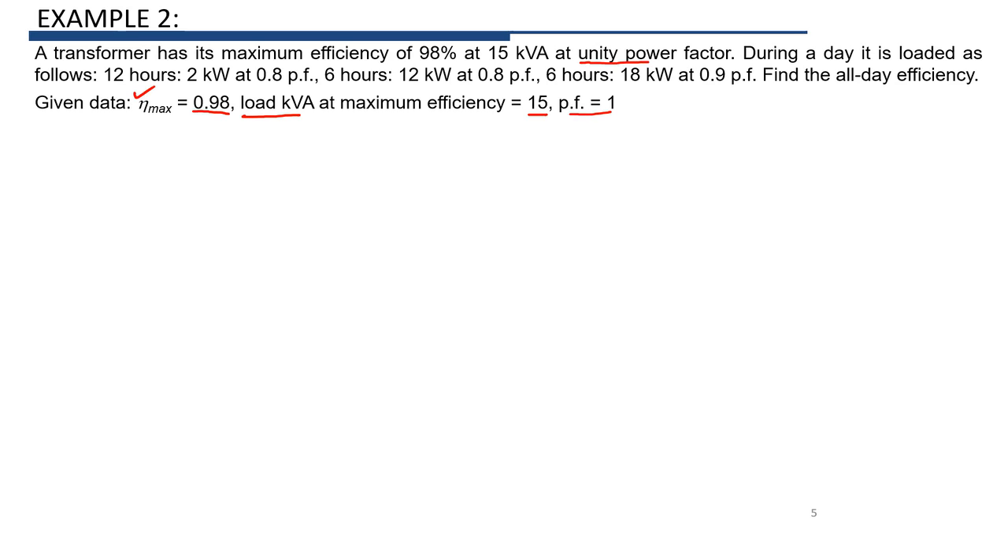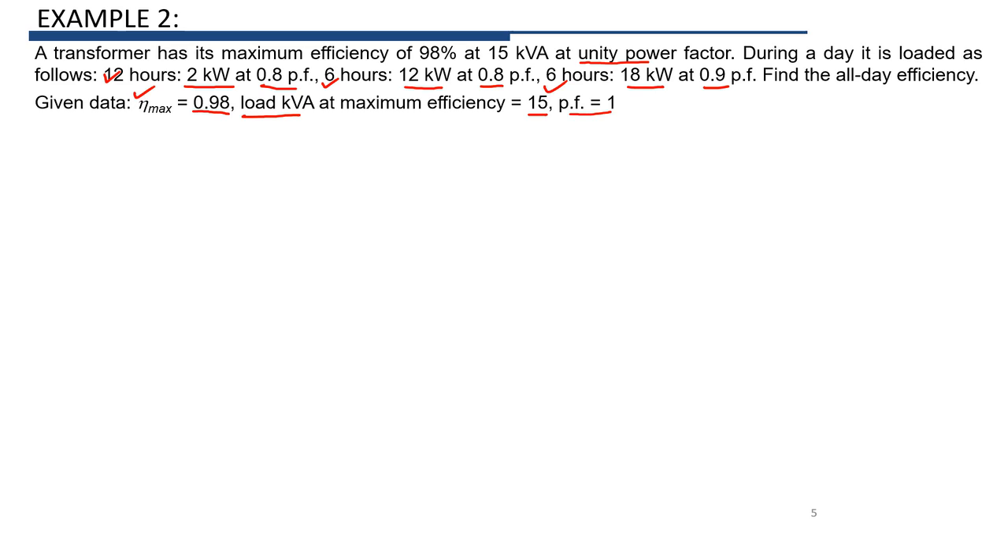During a day, it is loaded as follows. So the load cycle is given. For the first 12 hours, the load is 2 kilowatt and power factor is 0.8. During the next 6 hours, the load is 12 kilowatt and power factor is 0.8. And during the last 6 hours, the load is 18 kilowatt and power factor is 0.9. Find the all day efficiency.